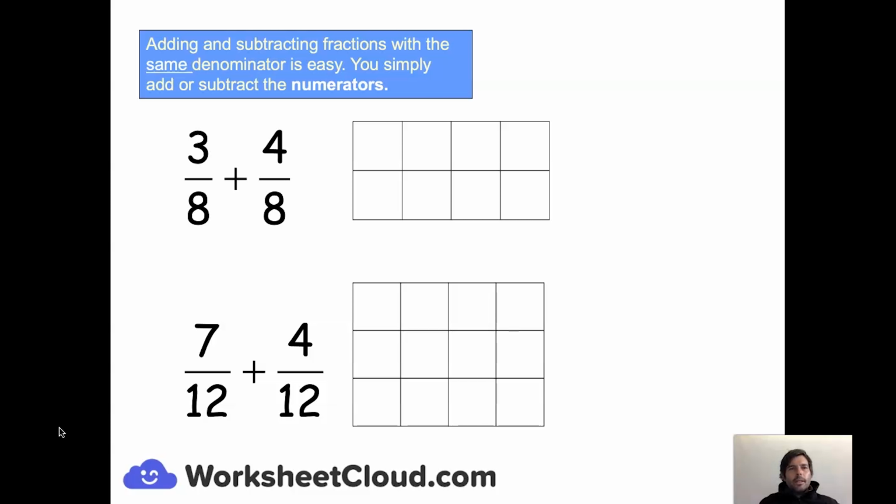3/8 plus 4/8. Now that's pretty straightforward because the denominators are equal. So there I can see 3/8. I want to add 4/8. So how many of those squares are shaded in? That's right. 3 plus 4 is 7. So I add the numerators. I keep the same denominator.